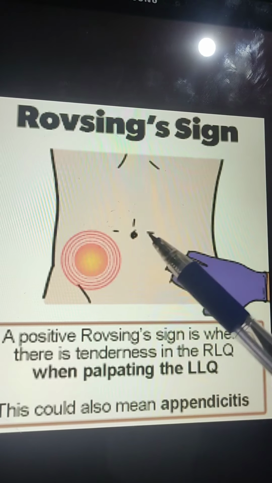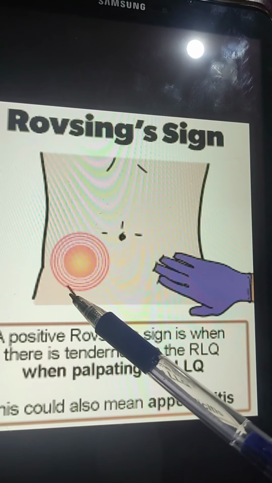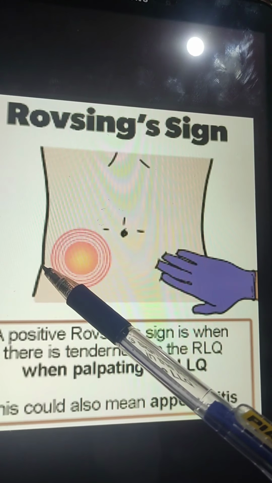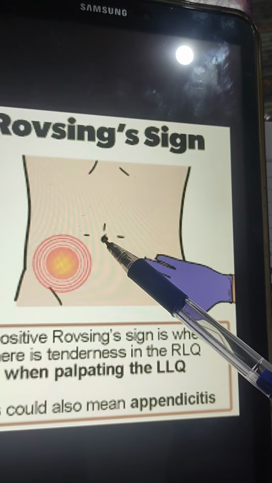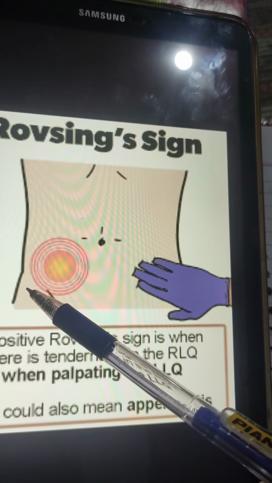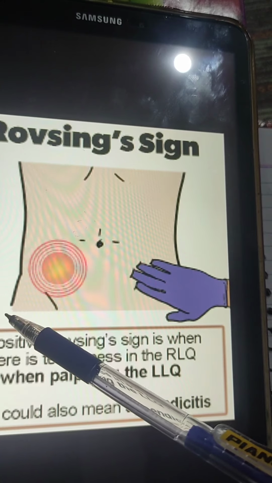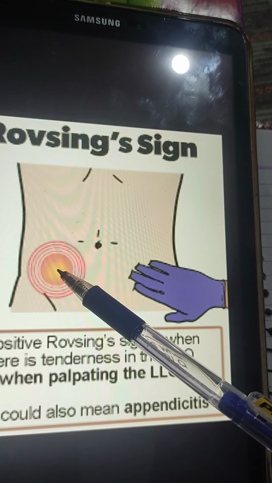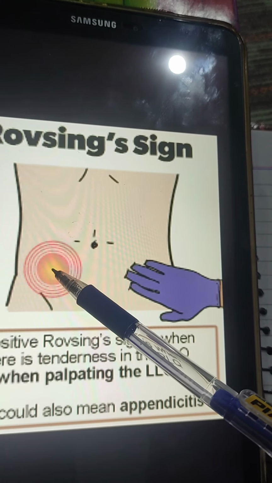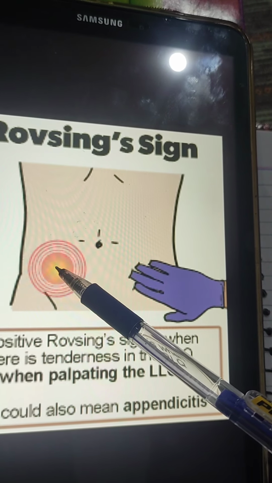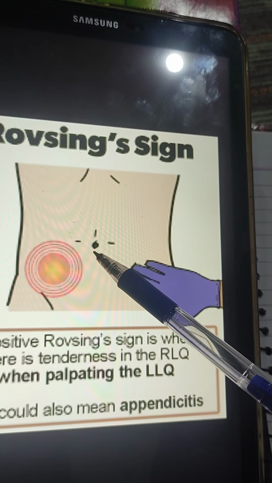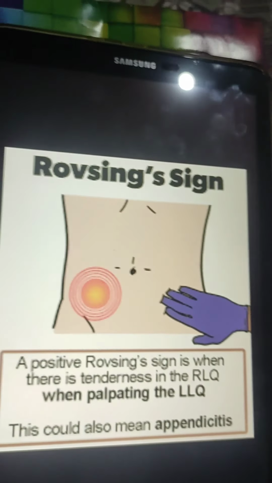How to locate the position of appendix? What you have to do is locate or mark the anterior superior iliac spine. If this is anterior superior iliac spine and this is umbilicus, you have to draw a line between them. After drawing the line, you have to locate the 1/3 point between these two landmarks, and that is the position of appendix, lying in the right iliac fossa.